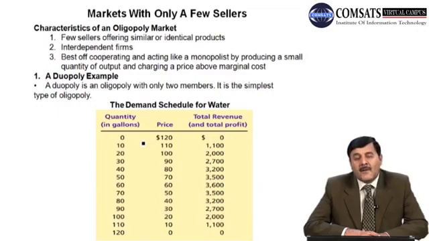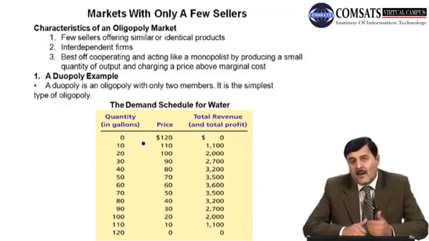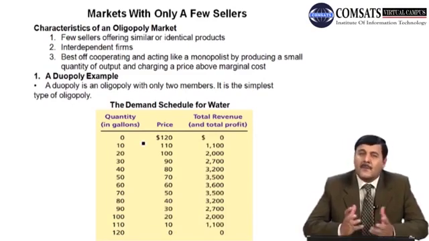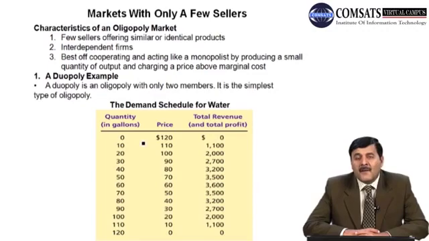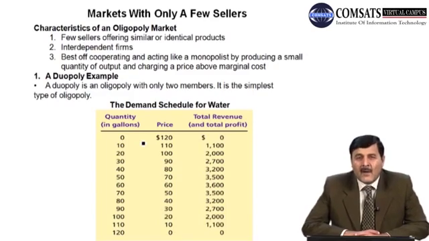The firms are interdependent on each other, right? So the decision of one firm depends on the decision of the other firms. When they are deciding about the price, quantity, or whatever decision they are going to make, they have to consider what their rival or competitor is going to decide about their product. So interdependence of the firms exists in an oligopolistic market structure.